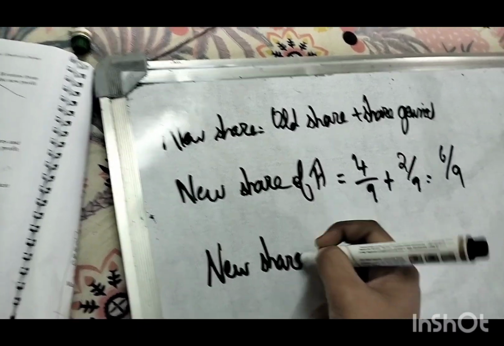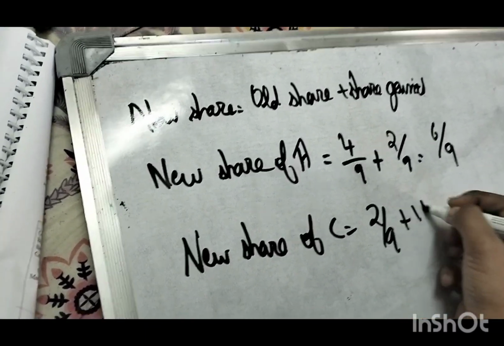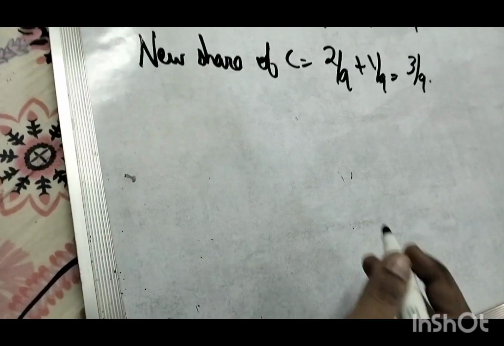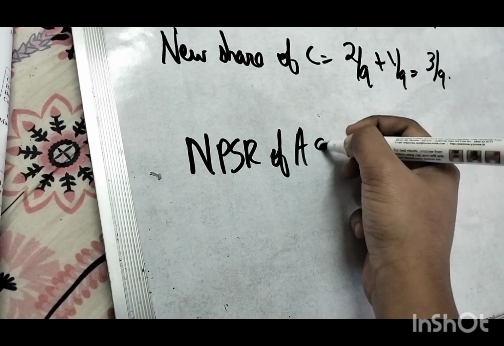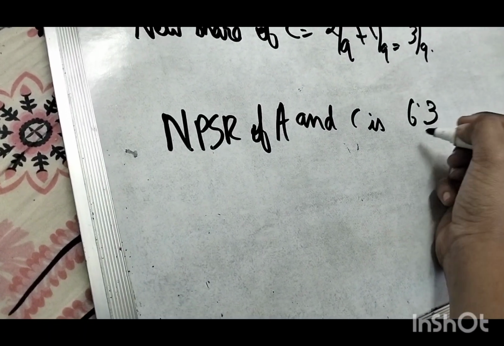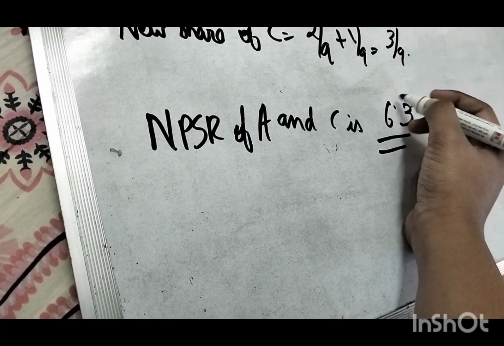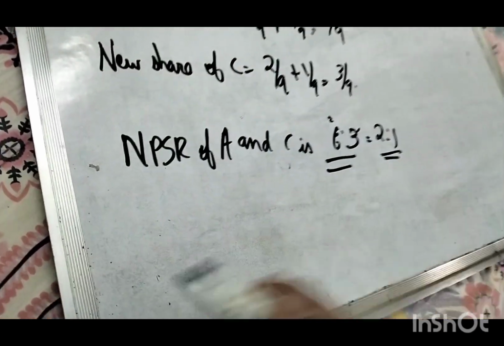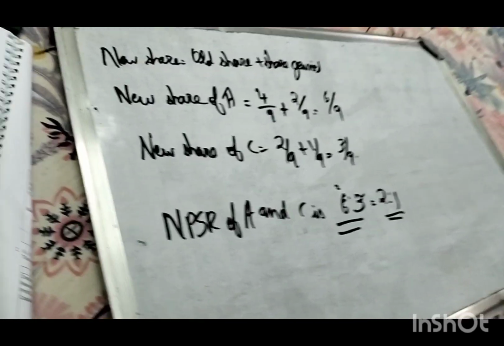Next is the new share of C, which is 2 by 9 plus 1 by 9, which is given in the question. So 3 by 9. Next, the new profit sharing ratio of A and C is 6:3. You can even reduce it, so it's going to be 2:1. 3 1s are 3 and 3 2s are 6, so 2:1. So we are done with the 6 markers of this chapter.